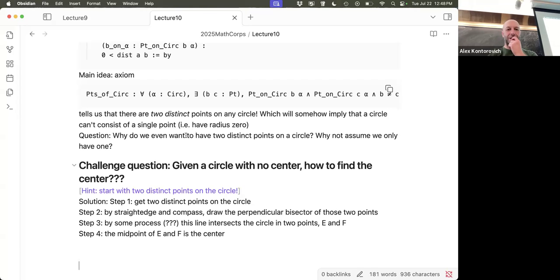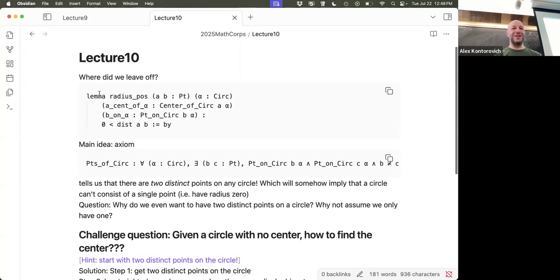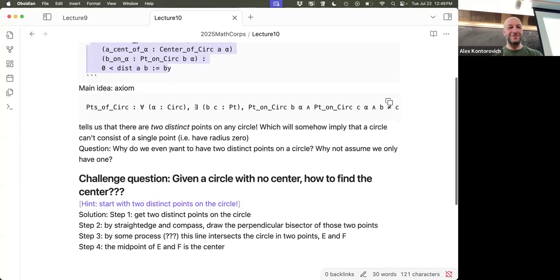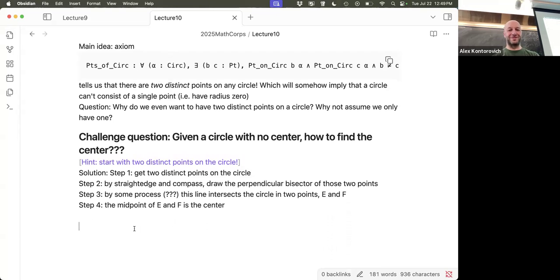So why do we even want this? Okay, so we've agreed that we want two distinct points on the circle. Let's recurse back to where we left off. How do you show that the radius is positive? Did anyone do it? Back to the original problem of positivity of radius.